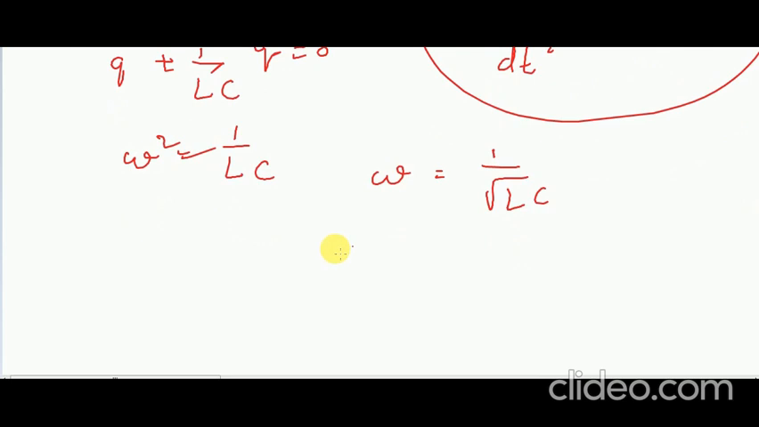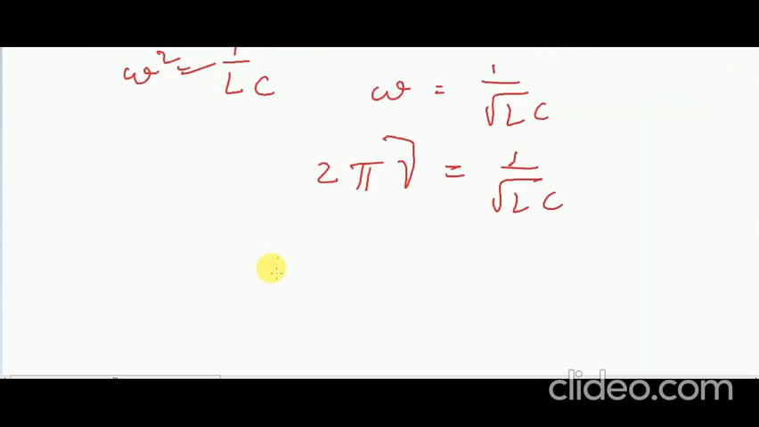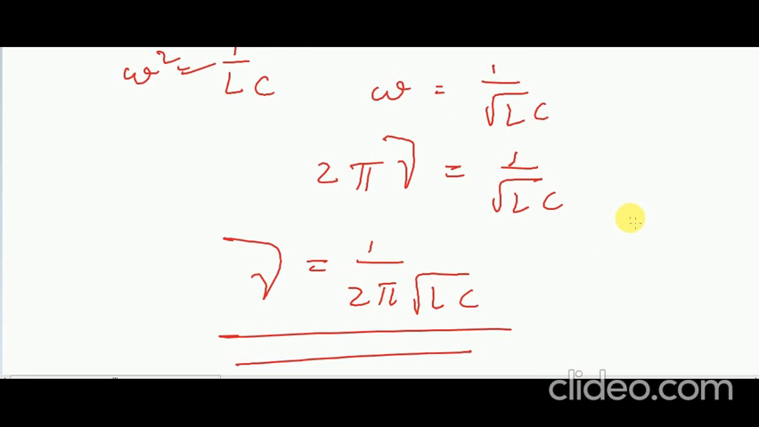And omega is actually 2 pi times the frequency nu. So what is the expression for frequency? Frequency nu is equal to 1 divided by 2 pi root of LC. So we derived the differential equation for the LC circuit and the frequency using the concept of Lagrange's equations.